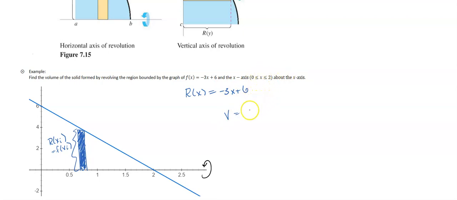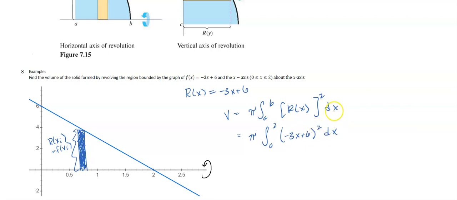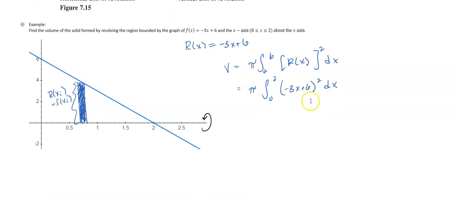So I'm going to have pi times the integral from a to b of r of x squared with respect to x, whatever the function is, squared. And in this case, that's going to be the integral from 0 to 2 of negative 3x plus 6 squared dx. Now you have some options when you're integrating these. You may have to use the chain rule when you're squaring this. In this case, you could FOIL this out and integrate directly.